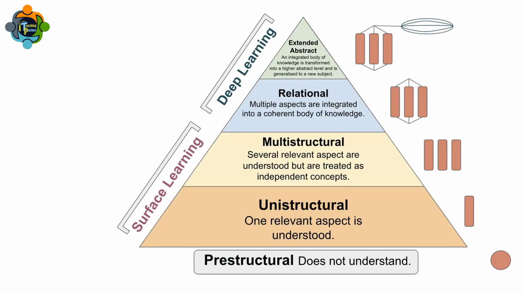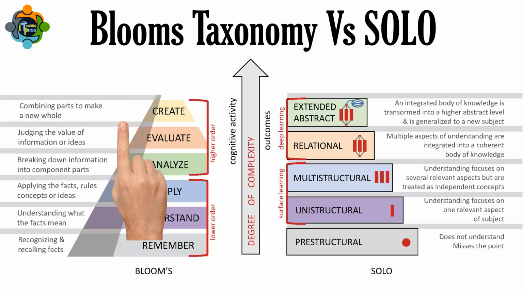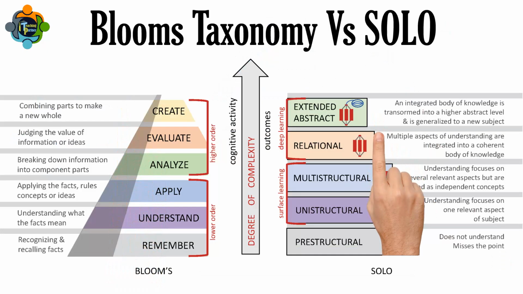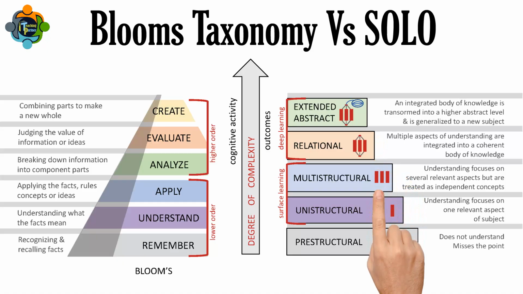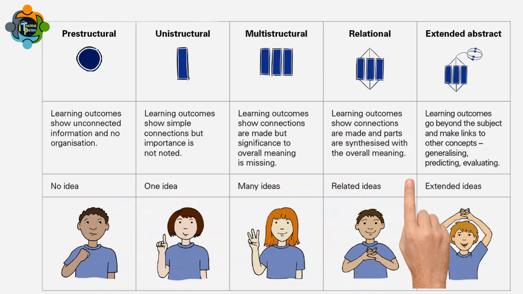Now let's meet the Solo Taxonomy. Solo stands for the structure of observed learning outcome, and it is a bit different. Instead of describing the type of thinking like Bloom's does, Solo describes the structure of the quality of a student's understanding. It shows how well their ideas are connected.